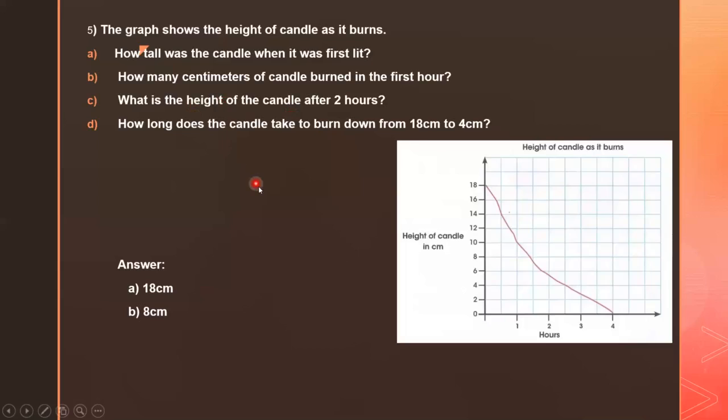Now the C part is, what is the height of the candle after 2 hours? After 2 hours means the point is here. It is somewhat in between 6 and 4. So you can give an approximate value because the exact value is not marked. So after 2 hours, from 18 centimeter, it reaches somewhere here. So you have to subtract this point from 18 centimeter, and you will get the height of the candle after 2 hours.